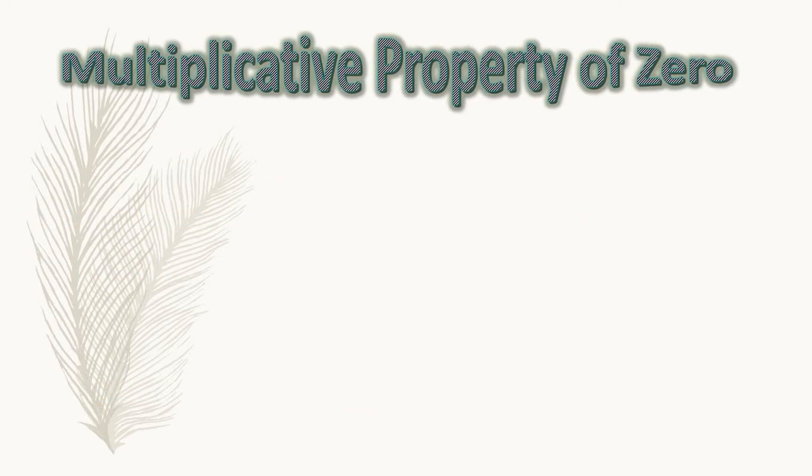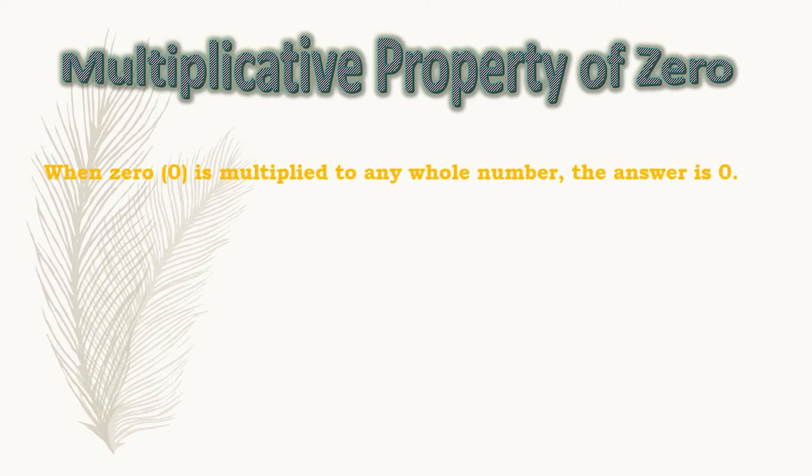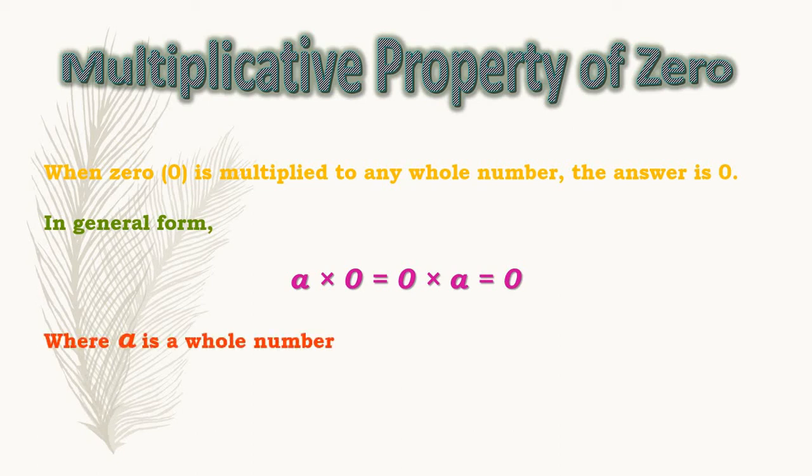Now, the multiplicative property of 0. You very well know that when 0 is multiplied to any number, the product is always 0. Okay. So, in general form, A into 0 is equal to 0 into A, applying the commutative property here, is equal to 0, where A is a whole number.